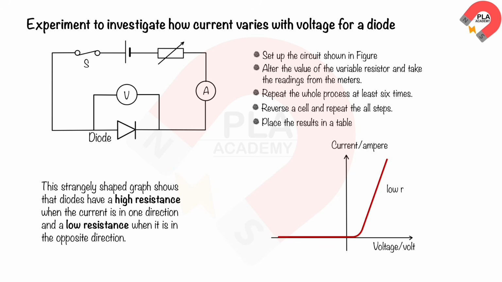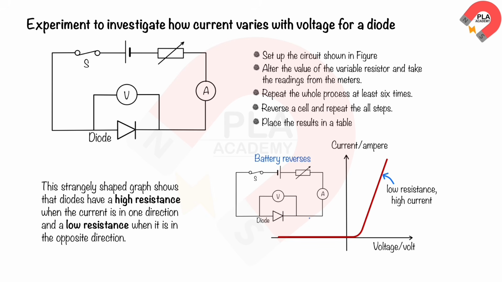This side of the graph shows that a diode has low resistance, causing the current to flow. This side of the graph comes from the results when we reverse the battery. The diode has very high resistance, causing no current to flow.